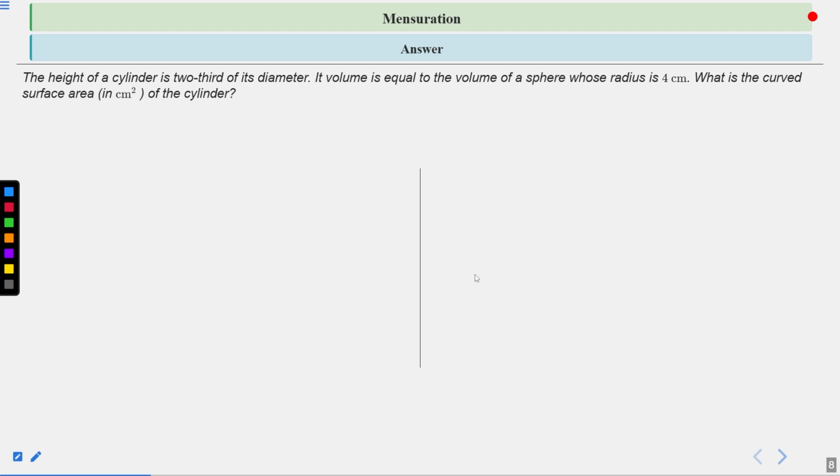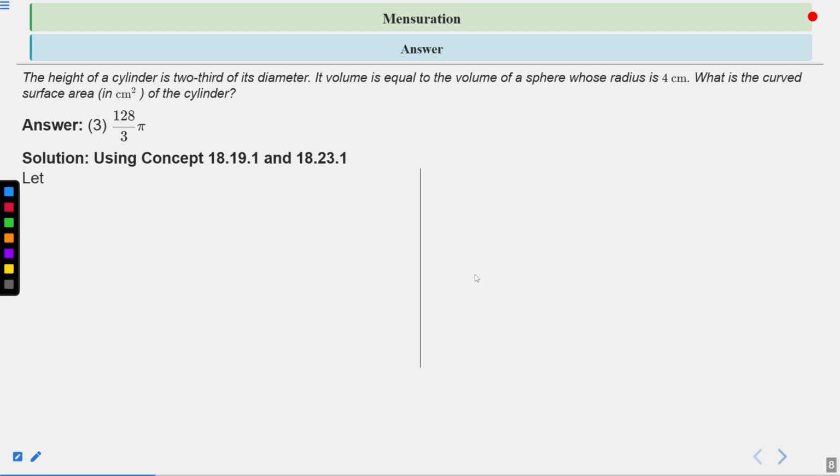Now the question says, what is the curved surface area of the cylinder? So we can calculate it by using the formula 2 pi rh, because we have the relation between diameter and height, so we can get the relation between height and radius. So the correct answer of this question is the third one, which is 128 upon 3 pi. Now see the detailed solution using concept 18.19.1 and 18.23.1.